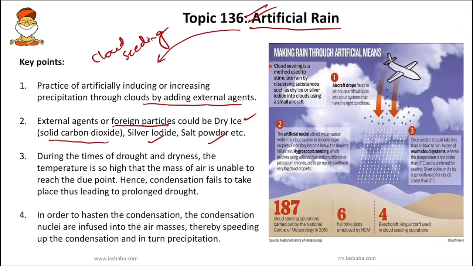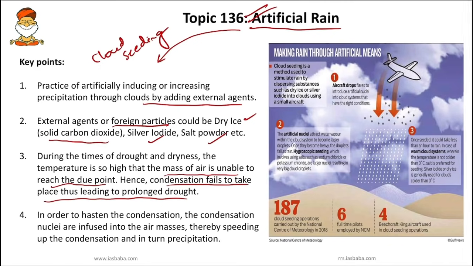Dry ice is solid carbon dioxide. So these are some of the external agents or foreign particles which can be used in order to artificially increase precipitation. During times of drought and dryness, the temperature is so high that the mass of air is unable to reach the dew point. Hence condensation fails to take place, thus leading to prolonged drought-like conditions.